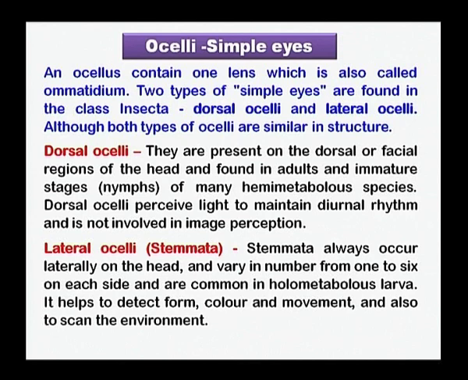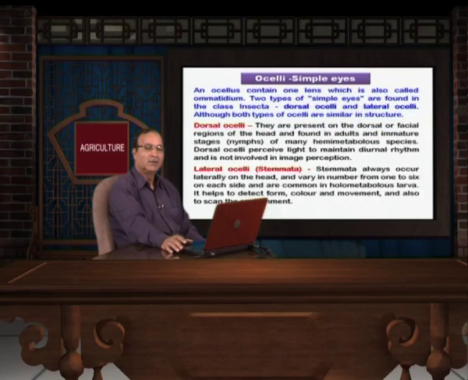Now coming to the dorsal ocelli, as the name indicates, they are present on the dorsal or facial part of the head, and they are common in the adults and immature stages of insects, particularly of the Hemimetabolous species. It means the insects which have egg, nymph and adult in their life cycles.